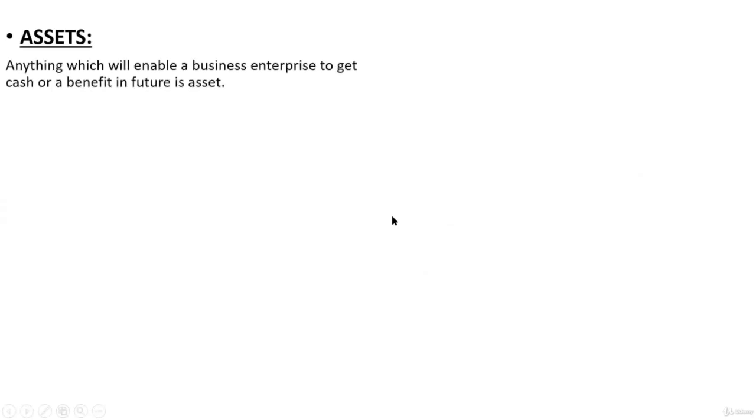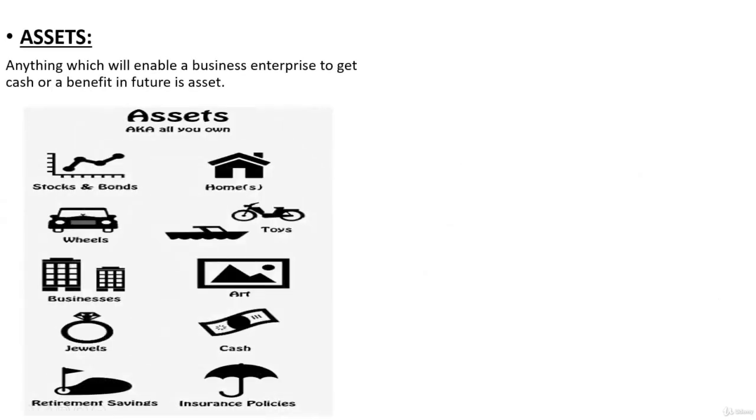Now, the next concept is assets. What are assets? Anything which enables a business enterprise to get a cash benefit in future. See, if you have anything that you can sell in the future and get real cash or benefit, that will be counted as your asset. Like if you have some stock in your factory, then this will be your asset because it will provide you money. The second I can take is your factory. Whenever you sell the factory, it will give you cash.